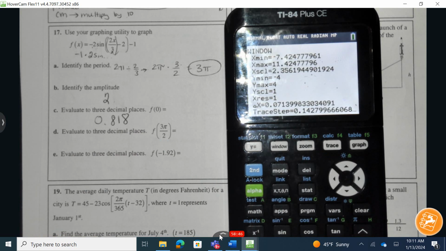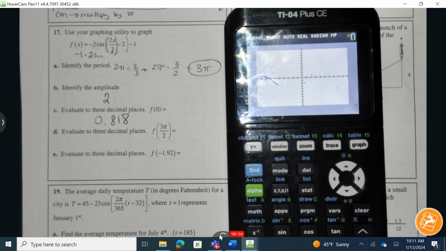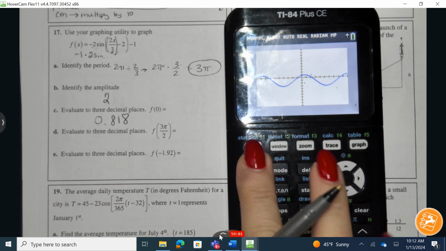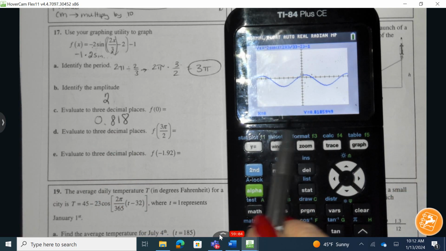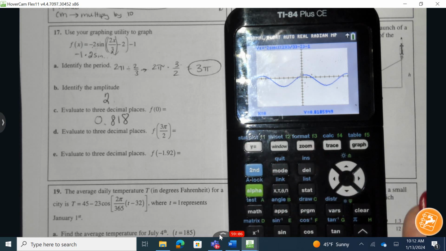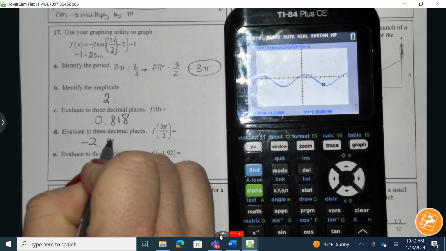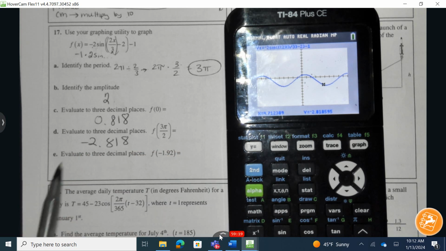Now I just want to go over this again. You didn't have to do all of this. If you just had a normal graph that looked like this and you graphed it, without trying to adjust the window at all, I want to demonstrate how we could get the exact same answer. I'm going to plug in again second trace, plugging in 0. Oh, that's the exact same answer. Okay, second trace, and this time I'm going to plug in 3 pi divided by 2, and we get an answer of -2.818, it looks like.